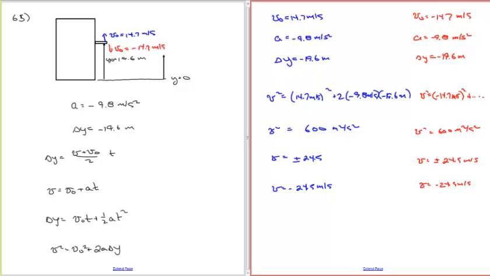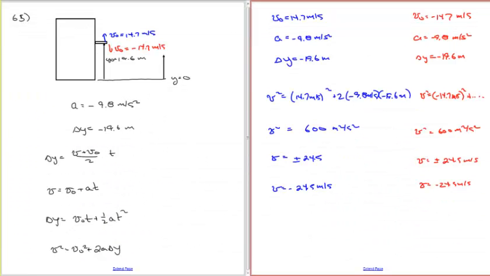Okay, let me just check my solution here. Make sure I'm doing this correctly. Notice the use of the adverb, correctly. Okay, so that's correct. I did it correctly. Pet peeve, even though I'm not an English major, is the use of adverbs. Okay, so they're both negative 24.5.